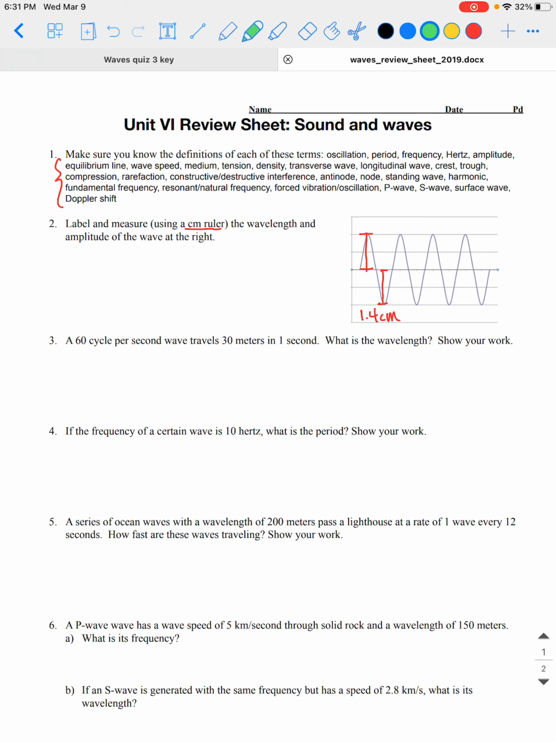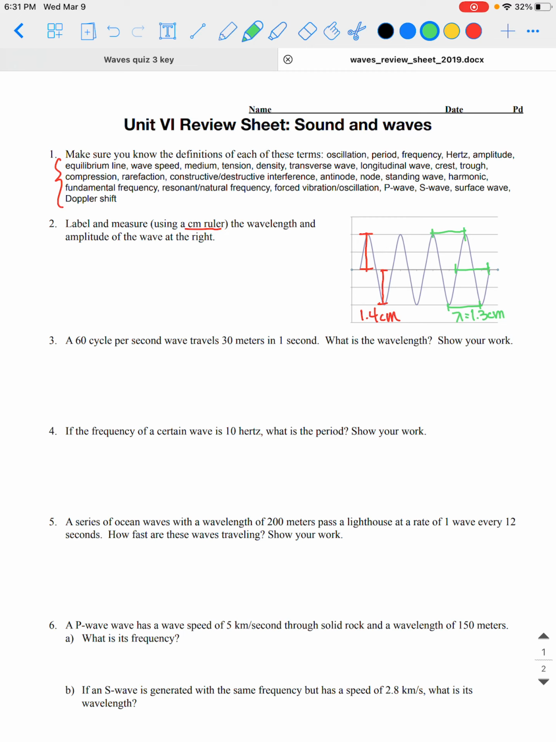For the wavelength, you can use many methods. One would be from crest to crest, trough to trough, and equilibrium out to equilibrium. And you do want to know how to measure all those values. That wavelength is equal to 1.3 centimeters or something close to that.